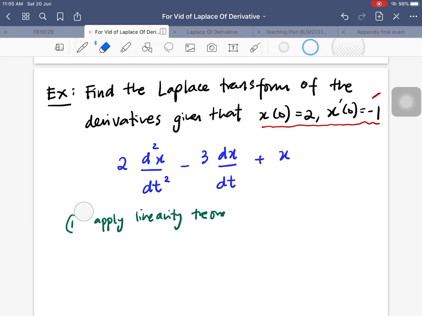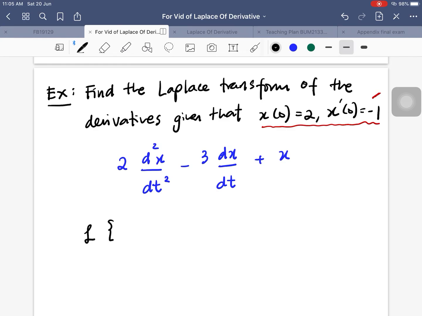No, let me Laplace transform this first. So let's Laplace transform this first. So I'm going to have a Laplace of 2, and instead of d squared x over dt squared, which is quite long, I'm just simply going to replace that as x double prime. Minus 3 dx over dt is going to be replaced by x prime. And then the last one is simply going to be the Laplace of x.